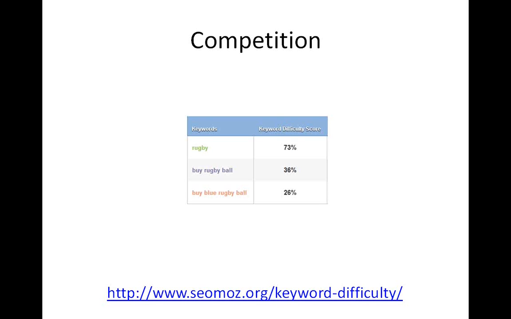The other thing you want to analyze is how competitive these keywords are. I use the SEO Moz keyword difficulty tool. This is a paid tool, and I really haven't found anything free for this, at least nothing really worth your time. It will show you how difficult it's going to be to rank for a specific keyword based on how many websites are competing for that keyword. So for example, for rugby, the difficulty score is 73%, very difficult. Buy rugby ball is significantly easier, whereas buy blue rugby ball is even easier. So the broader the keyword, the more difficult it will be for you to rank for it.